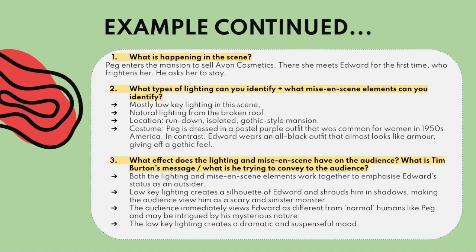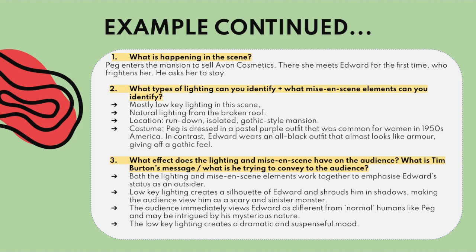So the low-key lighting creates a silhouette of Edward, so an outline of Edward, and shrouds him in the shadows, making the audience, us, view him as a scary and sinister monster. So that's the effect of the low-key lighting. The audience immediately views Edward as different from normal humans like Peg, and may be intrigued by his mysterious nature. Again, that's the effect that these techniques have on us, the audience. And last but not least, the low-key lighting creates a dramatic and suspenseful mood.